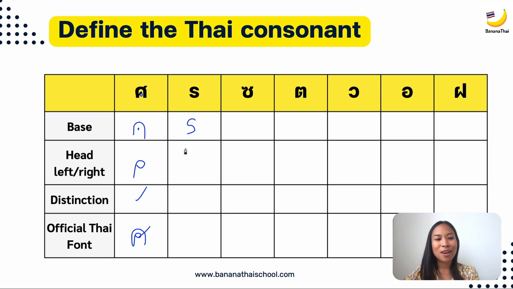This one is easy. S base or ro ruea. This one, what base is it? U base, right? The broken head. Yes, broken head. This one, with a tail in the back. So if you put them together, you got saw so.